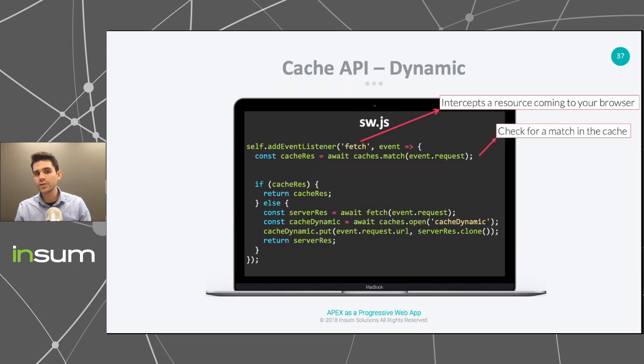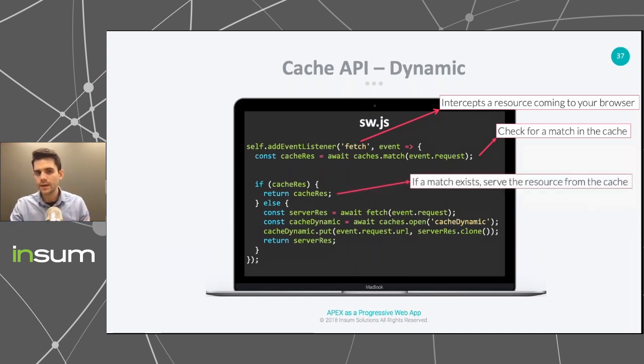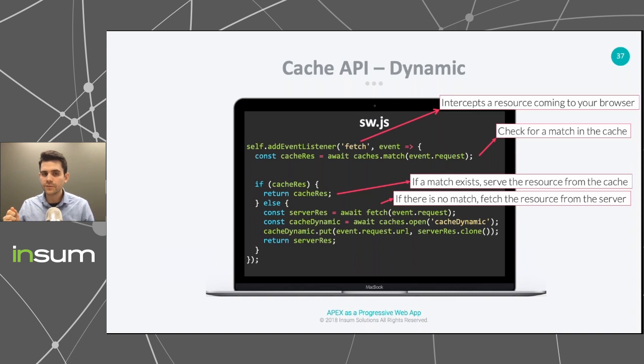But now what we want to do is check and verify if the incoming resource exists in the cache already. We're checking if it exists. If it exists, then we simply want to serve the resource directly from the cache. We don't need to reach the server, just serve it from the cache. If there is no match in the cache, then we have to fetch the resource from the server.